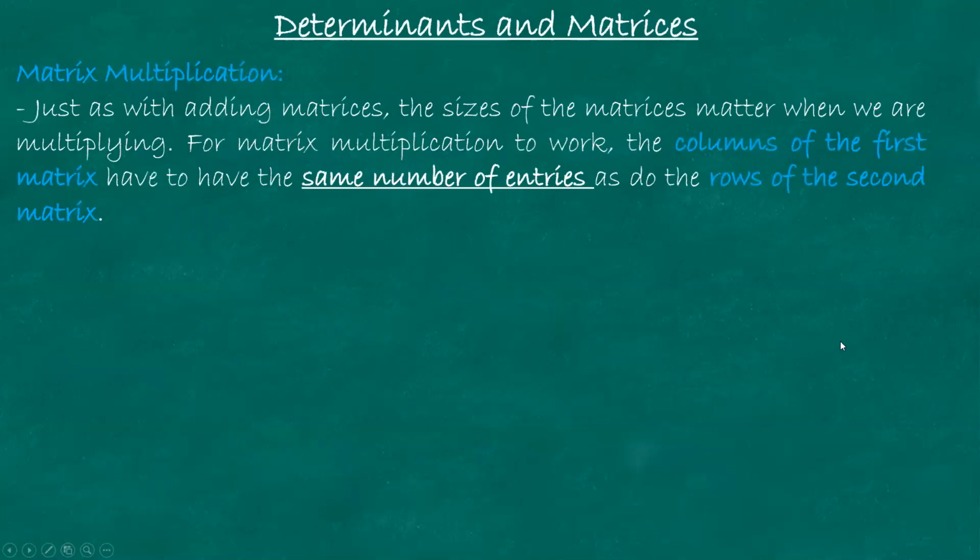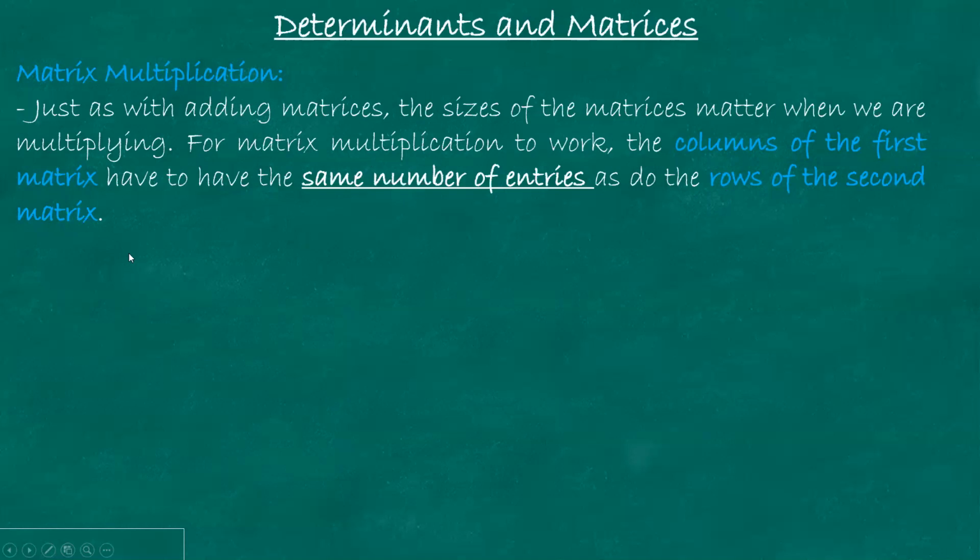Okay. Matrix multiplication. Just as with adding matrices, the sizes of the matrices matter when we are multiplying. The condition for multiplication is different from adding and subtracting. For matrix multiplication to work, the columns of the first matrix have to have the same number of entries as do the rows of the second matrix. In other words, the number of columns in the first matrix must be the same as the number of rows in the second matrix.